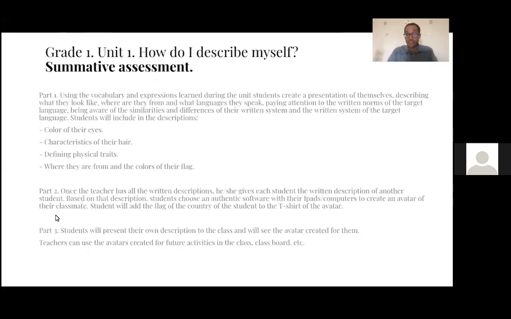So I'm going to start with the assessment, having the end in mind. The first part of the assessment was planned for students to create a description of themselves. They were going to create a writing piece telling us the color of their eyes, the characteristics of their hair, defining some physical traits, and also maybe telling us where they were from, the colors of their flag. Then with these written descriptions, the students in the class were going to receive the description of some of their classmates, and they were going to create an avatar in an authentic website for Spanish with all the information they understood from the writing piece of their partner.